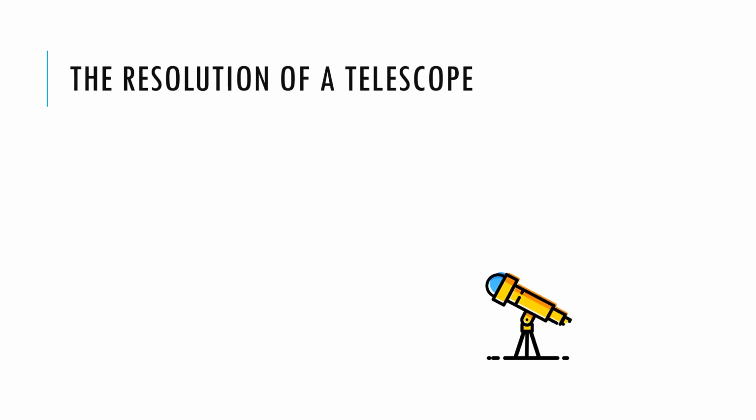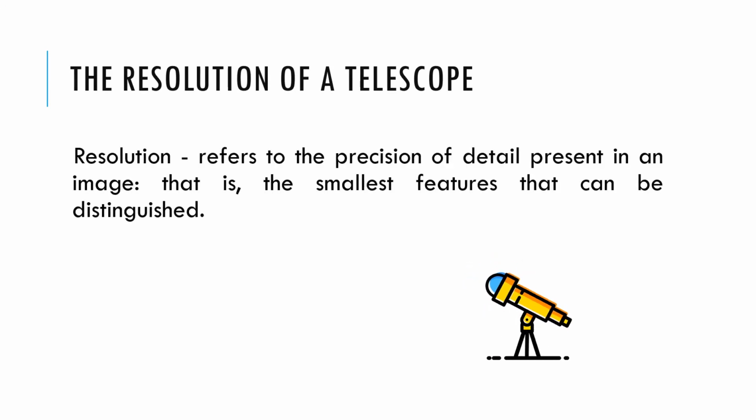One factor that determines how good the resolution will be is the size of the telescope. Now let's talk about the resolution of a telescope. This refers to the precision of detail present in an image, that is, the smallest features that can be distinguished. Larger apertures produce sharper images. Until very recently, however, visible light and infrared telescopes on Earth's surface could not produce images as sharp as the theory of light said they should.